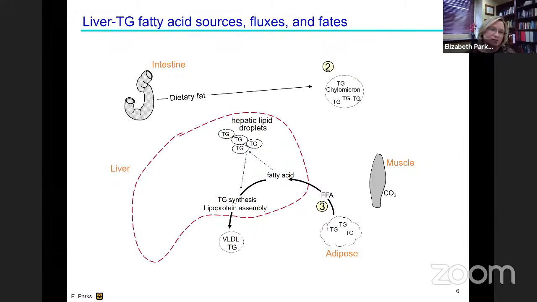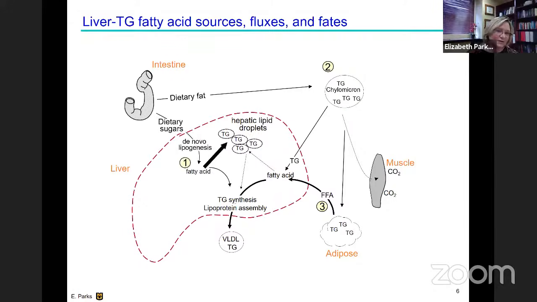A second source when we eat dietary fat is that these lipids are packaged into chylomicrons in the intestine and sent out into the body. The chylomicron drops its fatty acids off into other tissues. It becomes smaller. We call it a chylomicron remnant, and then it's taken up by the remnant receptor in the liver. Once there, those fatty acids can have the same sorts of fates: storage, mitochondrial oxidation, or recycling through VLDL.